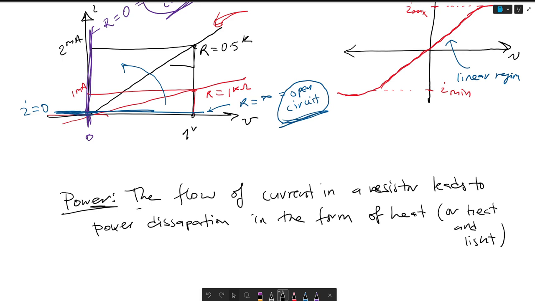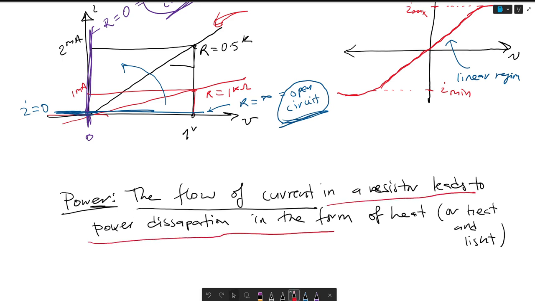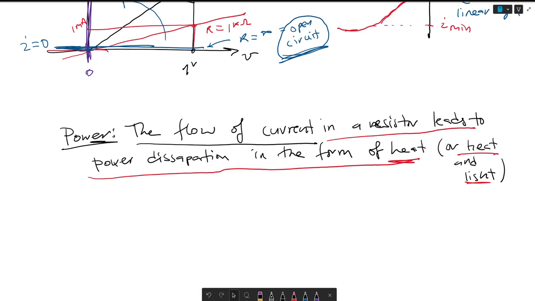And it says that the flow of current in a resistor leads to power dissipation in the form of heat or heat and light. And that's essentially what we want, especially in the case of a light bulb. When you pass current through it, it releases what are called photons, and those photons vibrate at a frequency that can be picked up by our eyes and allow us to see other things around us, on a high level.